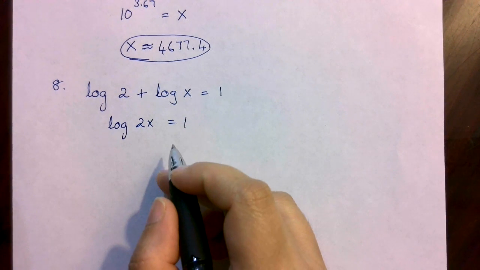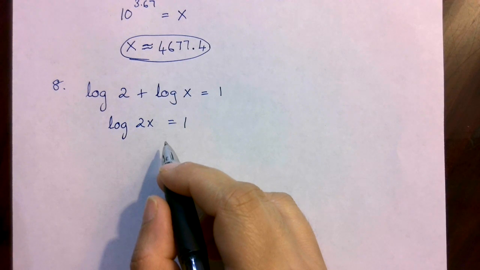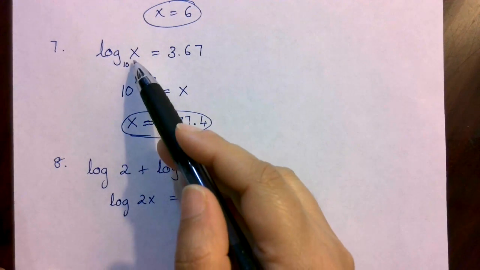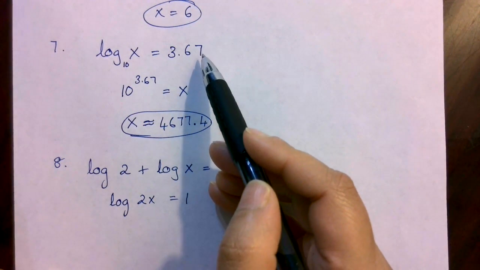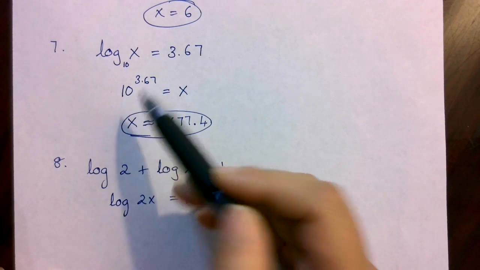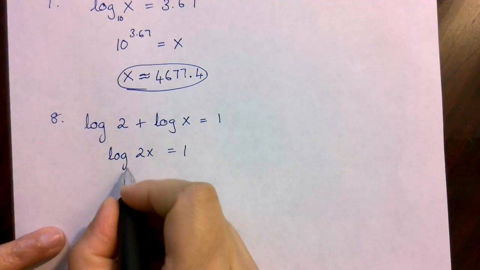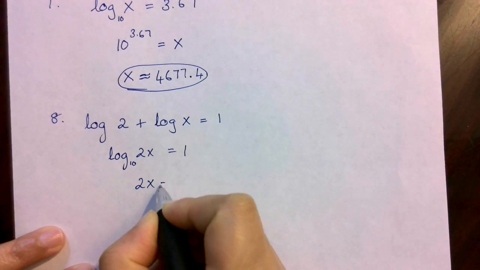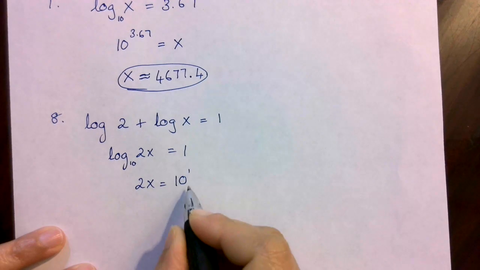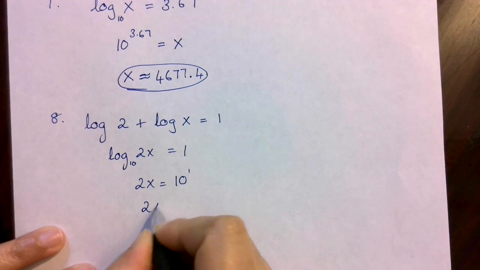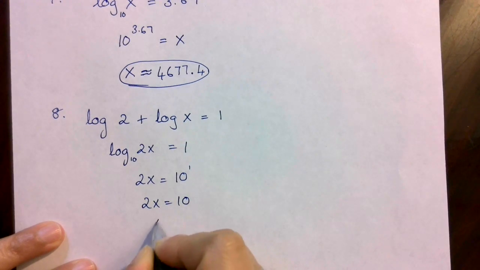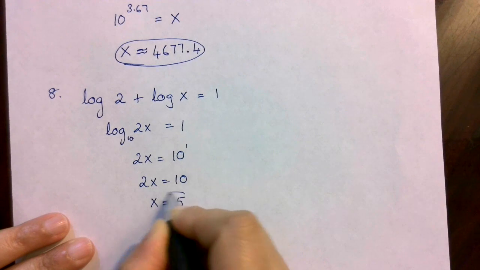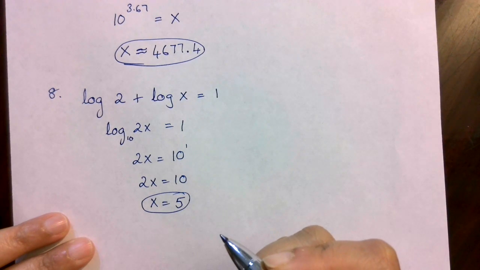Now, this is similar to the one that we did just now. You see this one? Log x equals 3.67. So what we did was we changed it to exponential form. Let's go ahead and do that. The base is 10. Change it to exponential form. You get 2x equals 10 to the power of 1. And 10 to the power of 1 is 10. 2x equals 10, or x equals 10 divided by 2, which is 5. Done.